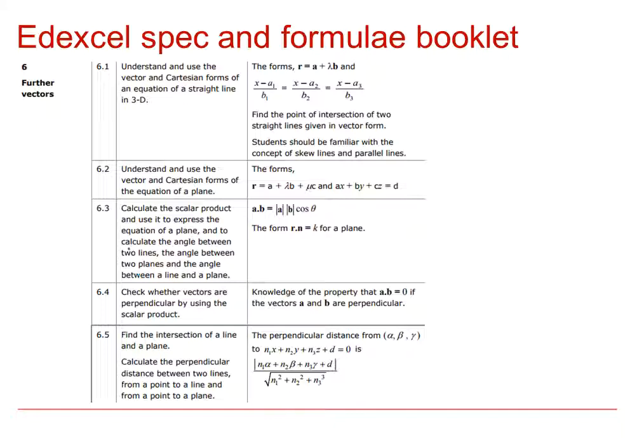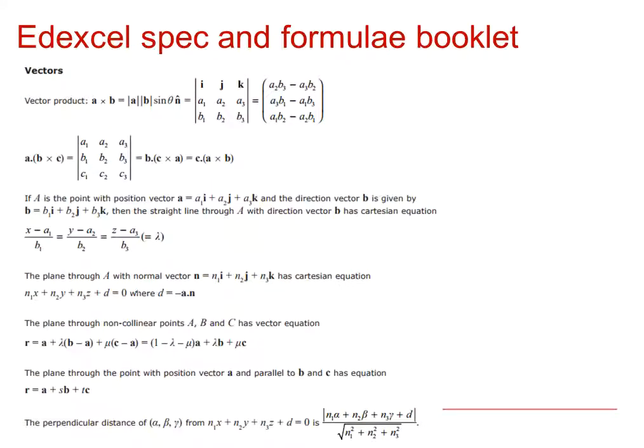So this is an extract from the EDX specification, and you can see here that they are using r dot n equals k to represent the equation of a plane. And we can see here that we've got a different constant d defined in this notation as n1x plus n2y plus n3z plus d equals 0, where n1, n2, n3 is the normal vector that we've been looking at on GeoGebra and mentioning in the video.